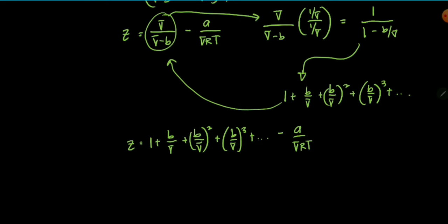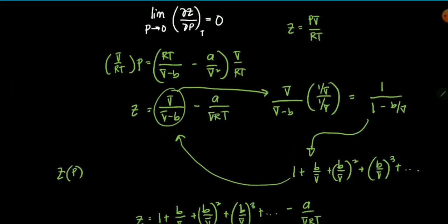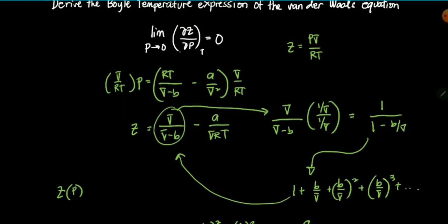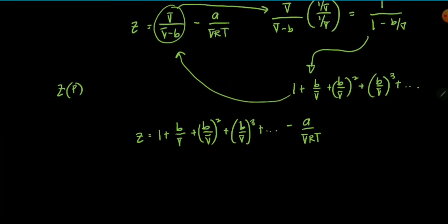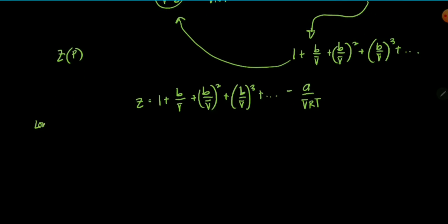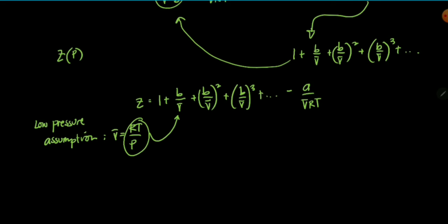However, kailangan natin ng expression for Z as a function of pressure kasi nakikita nyo naman sa ating Boyle temperature condition, dapat yung Z ay i-differentiate natin with respect to pressure. So, to be able to do that, we have to use the low pressure assumption. Okay? So, at the low pressure assumption, yung iyong gas ay medyo nagbe-behave ideally. So, V equals RT over P.